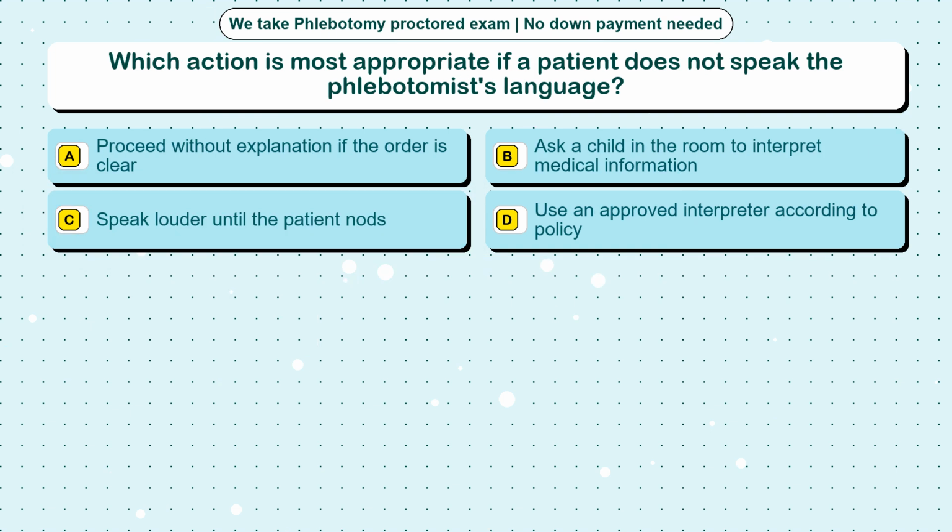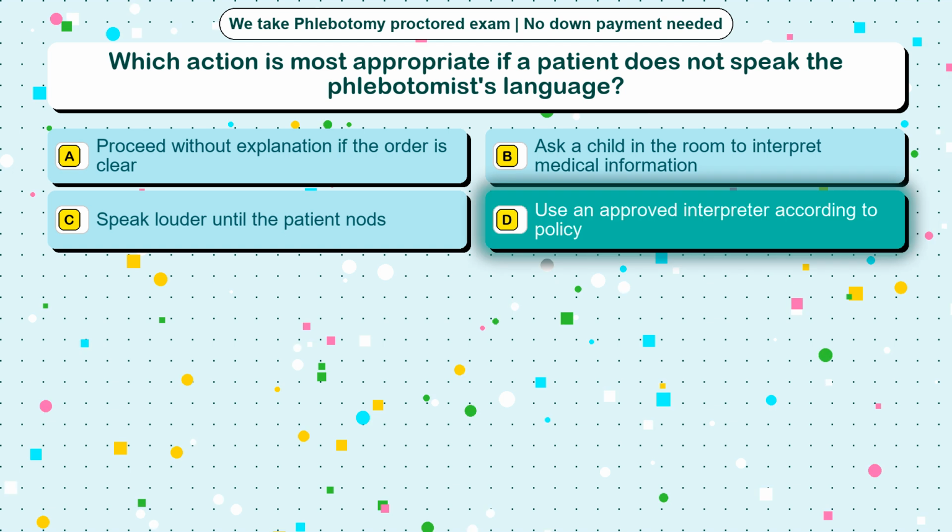Question 4. Which action is most appropriate if a patient does not speak the phlebotomist's language? Option A. Proceed without explanation if the order is clear. Option B. Ask a child in the room to interpret medical information. Option C. Speak louder until the patient nods. Option D. Use an approved interpreter according to policy.